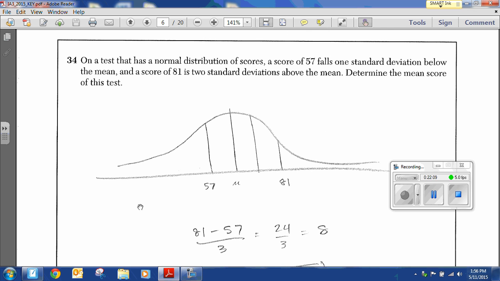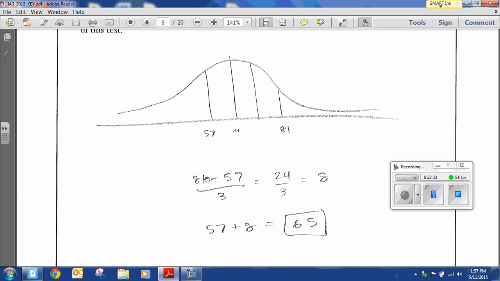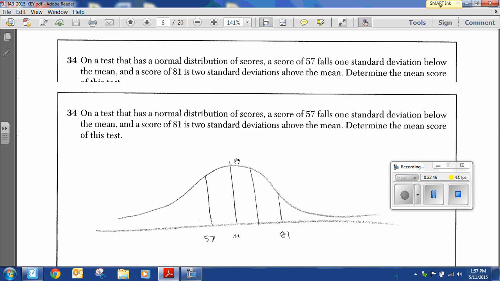Number 34, this is the normal curve. And since we are trying to find out the mean, we know the mean happens right here on the top of the curve. 1 standard deviation below is 57, and 2 standard deviations above is 81. So basically we're trying to figure out how much these spaces are. What is 1 standard deviation? So it's 81 minus 57, and since it's 3 sections, it's divided by 3. And we find out that each standard deviation is about 8. So that means 57 plus 8 brings us back to the mean, which is 65.